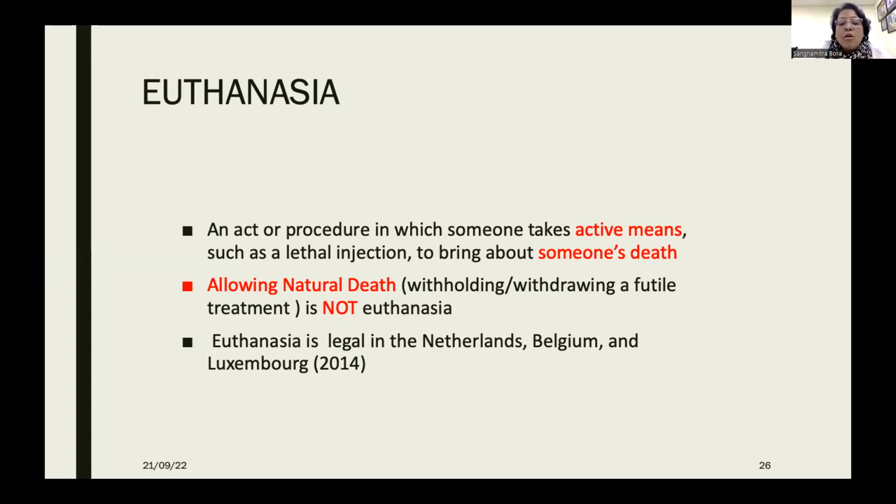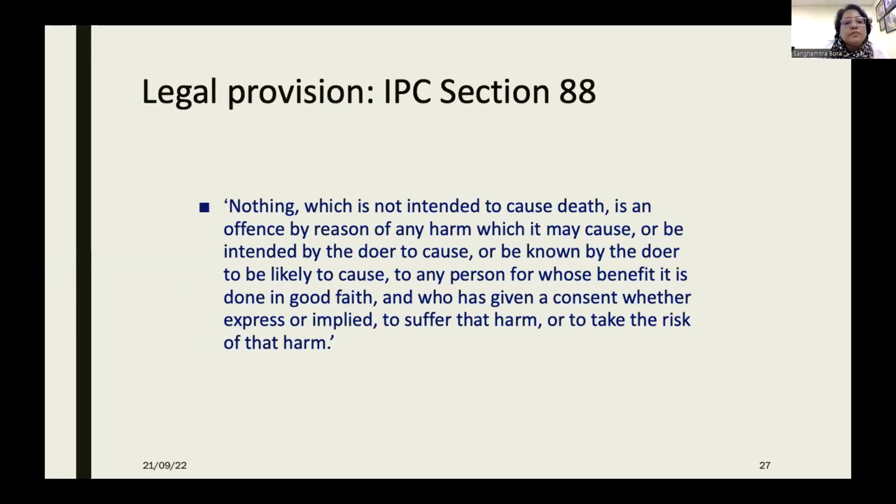And we all know it is legal in the Netherlands, Belgium, and Luxembourg. So there is a legal provision in IPC section 88, which says that nothing which is not intended to cause death is an offense by reason of any harm which it may cause, or be intended by the doer to cause, or be known by the doer to be likely to cause to any person for whose benefit it is done in good faith, and who has given a consent, whether express or implied, to suffer that harm or to take the risk of that harm.